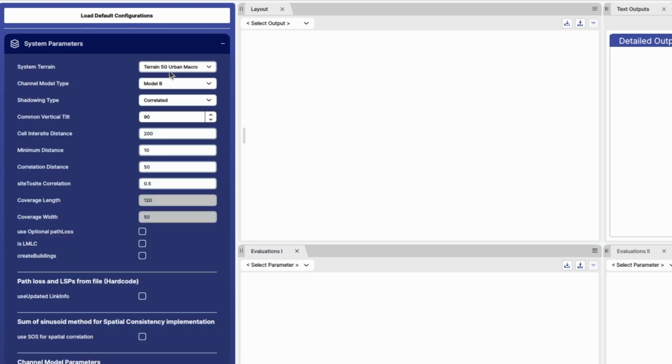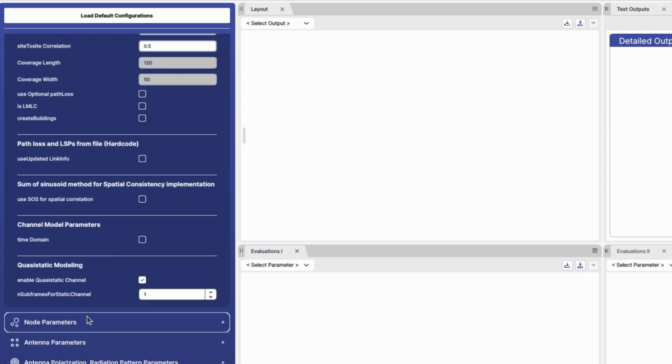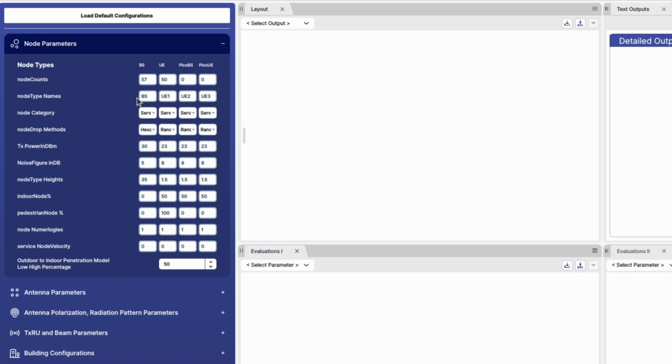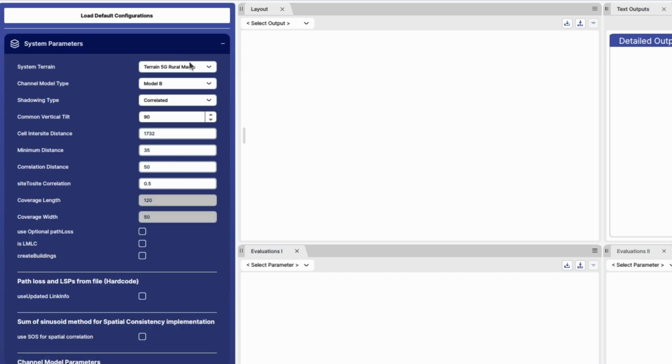This being the first video, I would like to take a few seconds to give some words of caution. Whenever you change the parameter called system terrain, the associated cell intersite distance and other parameters such as the number of node counts will change. Therefore, whenever there is a change in terrain involved, I would strongly recommend that users cross check the cell intersite distance and node count. Keeping this in mind, let us move to the experiment.